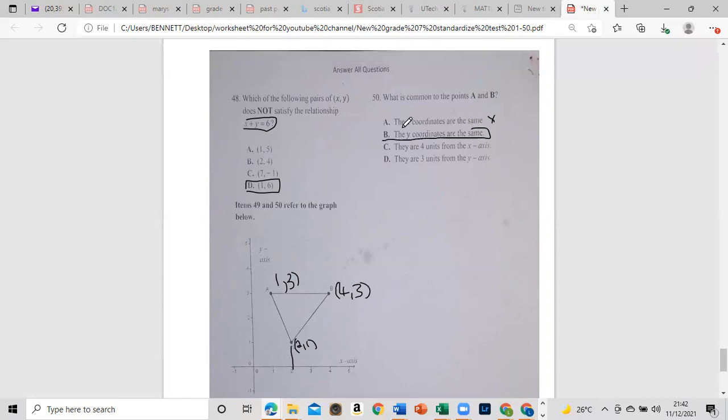Alright, just to prove it, let's go through everything that they say. There are four units from the x-axis. No, this is the x-axis. There are not 4 units. There are 3 units from the x-axis. So that would be false also. There are 3 units from the y-axis. And this is the y-axis, and it is only 1 unit, and this is 4 units. So that's definitely wrong. Alright, let me just pick it up so you guys can see.